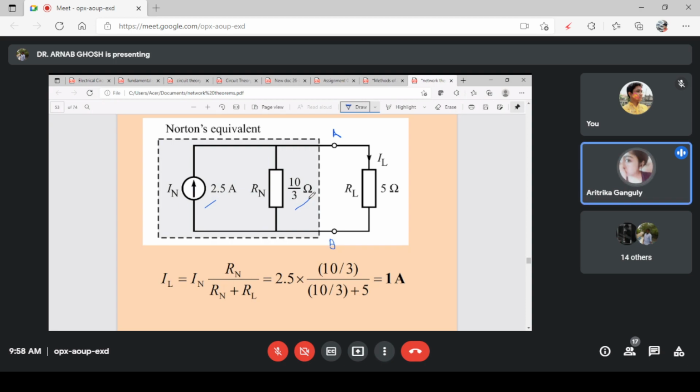Yes, so why are we calculating the IL? This IL, IL or IN. IL. See, we have been given the question to calculate the load current across the load resistance. That is why we are calculating this. If you are not asked to calculate the load current, then you can just leave it as the Norton's equivalent circuit. But if you are asked to calculate the load current, that means the current across RL, so we have to apply the current divider rule.